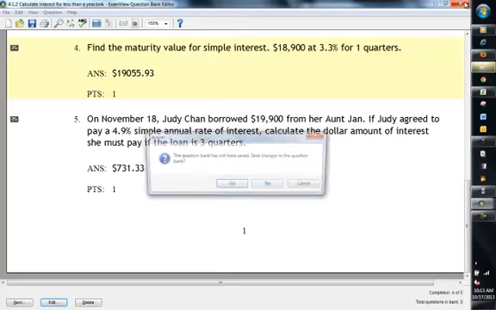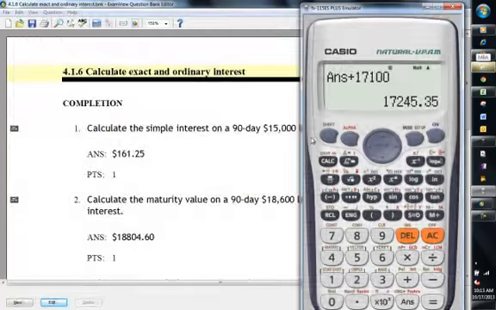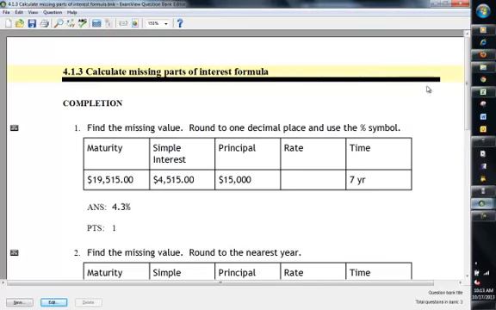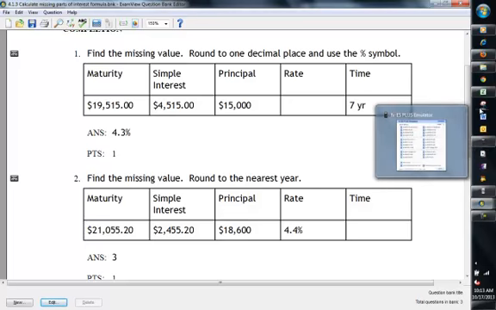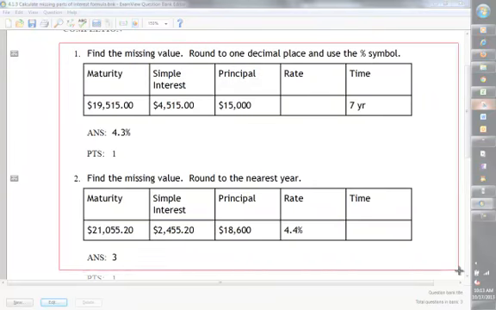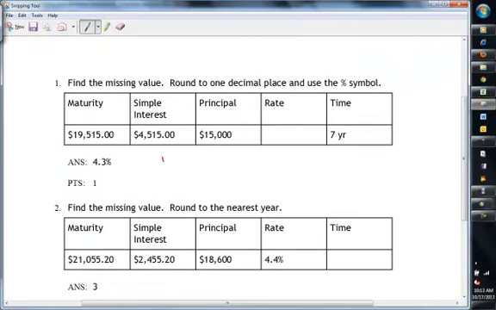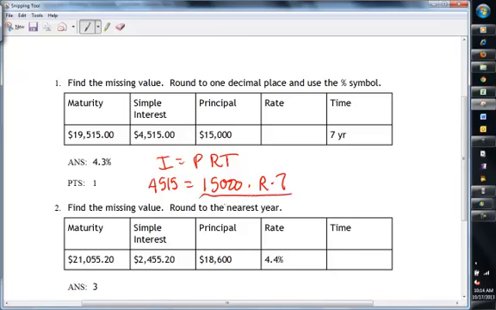All right, next one is 4.1.3, and in this case we're going to find the rate and the time. Well, let's use our algebra skills for this. We know that interest is principal times rate times time. In this case, we're looking for rate, so our interest, 45.15, is our principal, 15,000, times rate times 7. Divide both sides by 15,000 and 7.